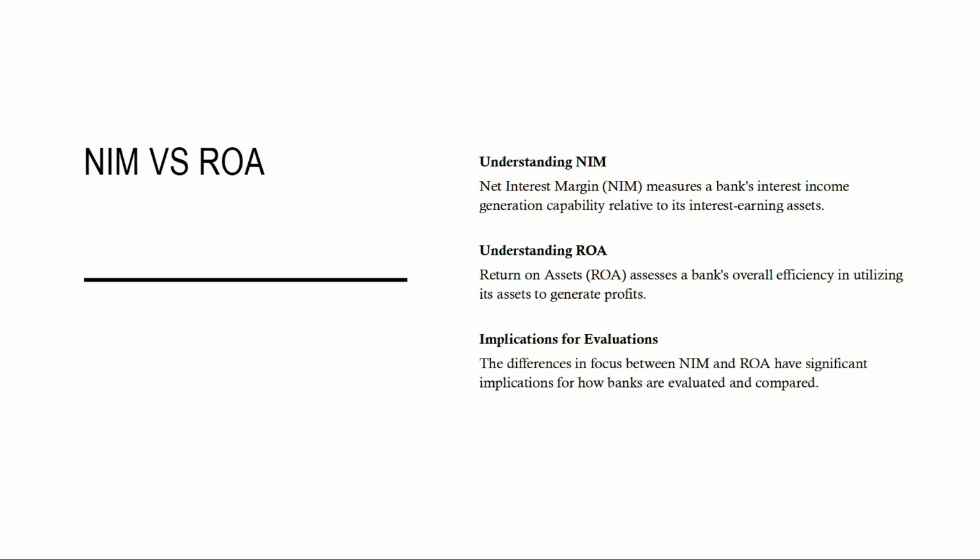NIM versus ROA. Understanding NIM. Net interest margin measures a bank's interest income generation capability relative to its interest-earning assets. Understanding ROA. Return on assets assesses a bank's overall efficiency in utilizing its assets to generate profits. Implications for valuations. The differences in focus between NIM and ROA have significant implications for how banks are evaluated and compared.